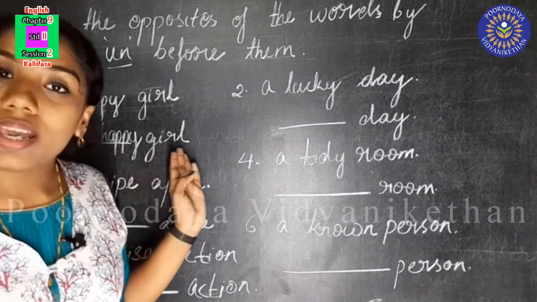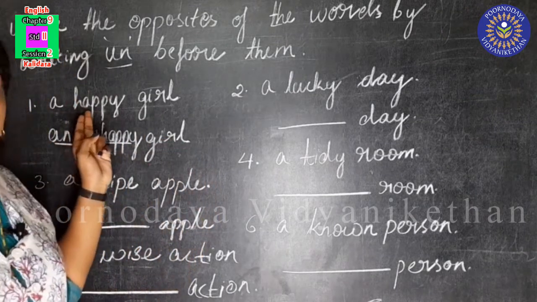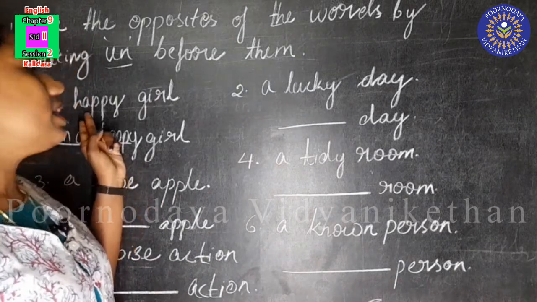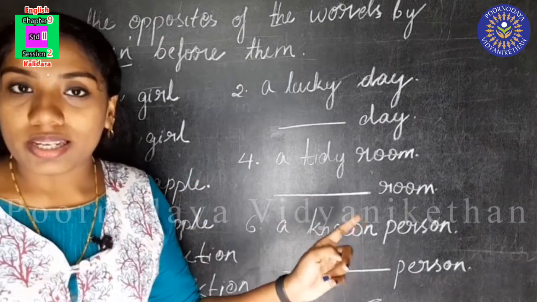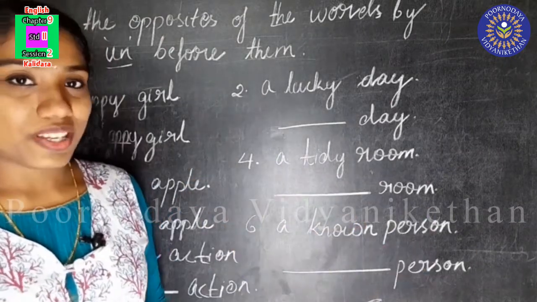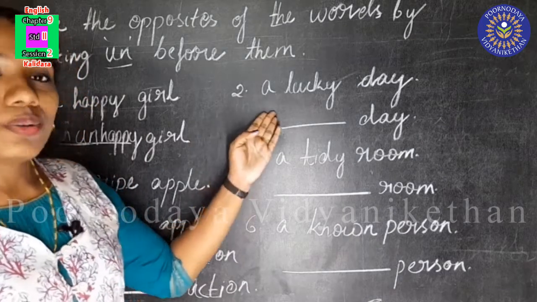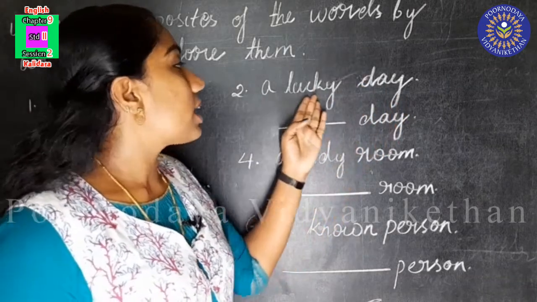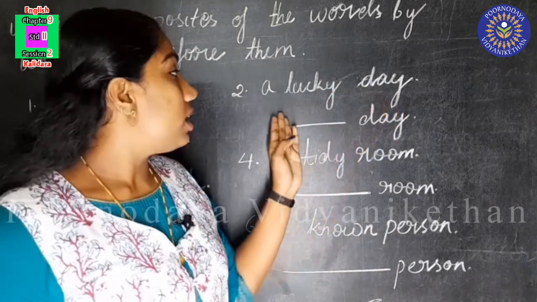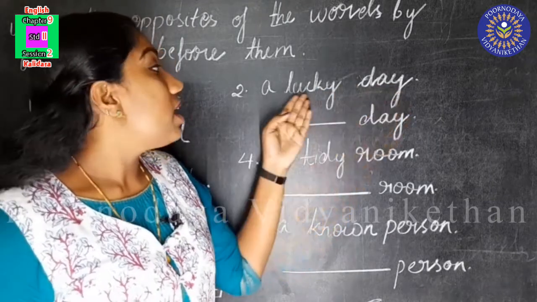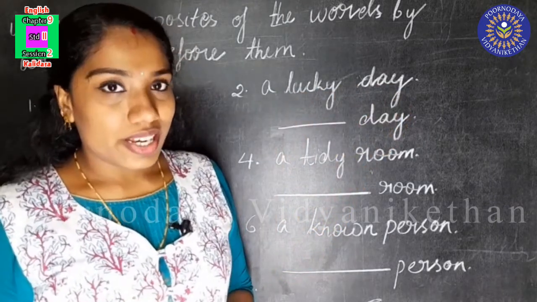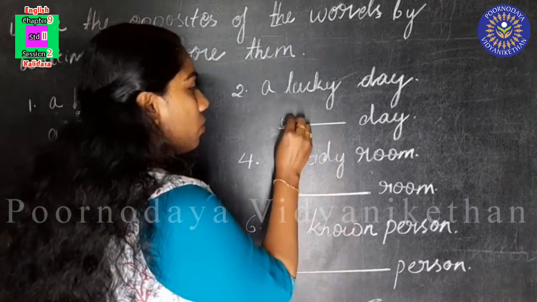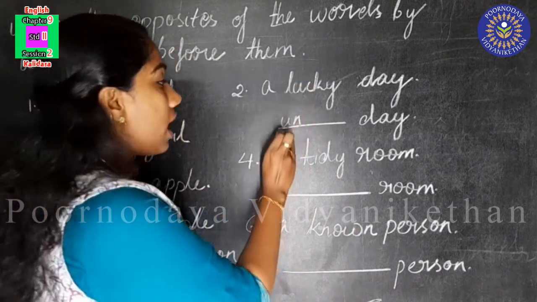An unhappy girl. Happy, unhappy. Unhappy is the opposite of the word happy. A happy girl, an unhappy girl. Did you understand, children? Now we'll do the next one. A lucky day. Repeat it, children. A lucky day. Here, lucky is the adjective. Now, how can we write the opposite? We can add un with lucky.